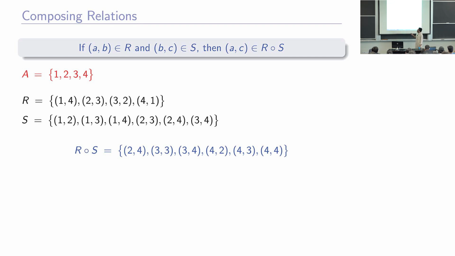What is 1 related to by S? 1, 2, 1, 3 and 1, 4. So I will have 4, 1, 4, 2, 4, 3 and 4, 4 in the composed relation. Make sense?